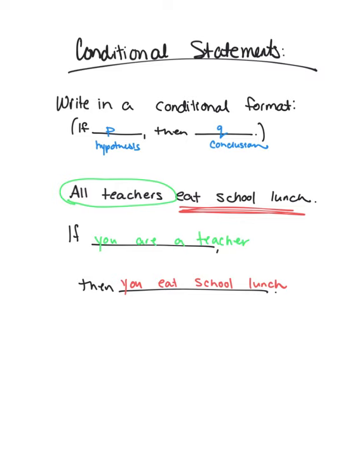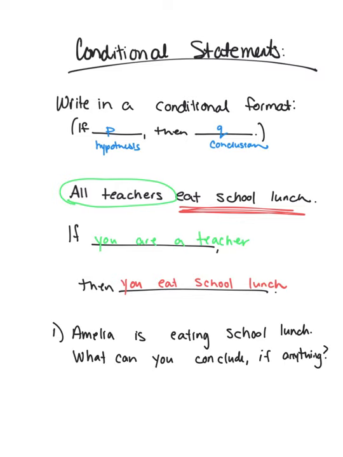Now we'll answer a couple questions based on this statement. The first question is shown. Amelia is eating school lunch. What can you conclude, if anything? Based on this statement, it just says if you are a teacher, then you eat school lunch. It does not say only teachers eat school lunch. Amelia could be a student or Amelia could be a teacher, but there is no conclusion here. I cannot make any conclusions.